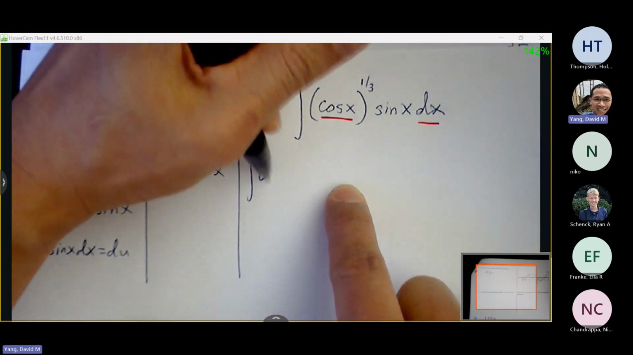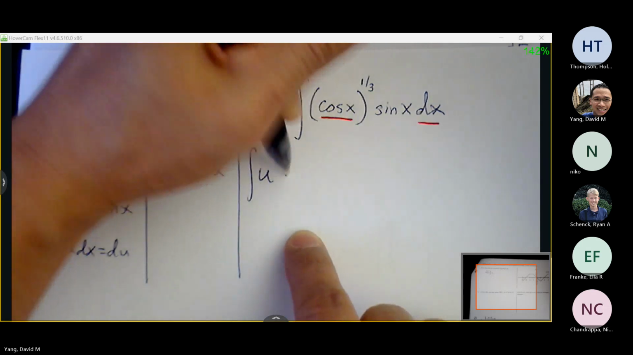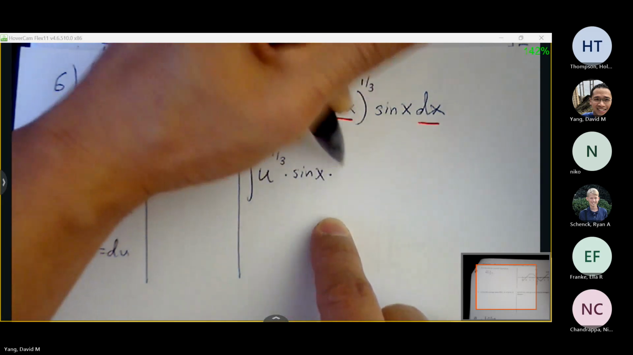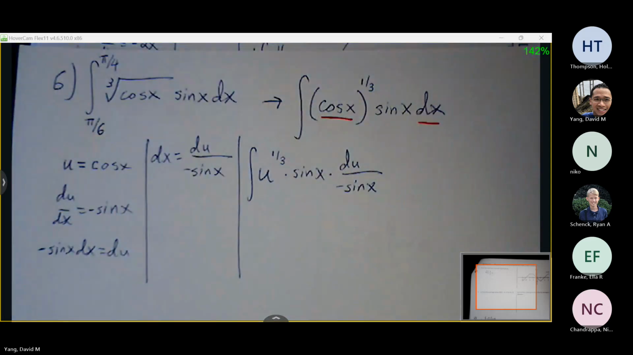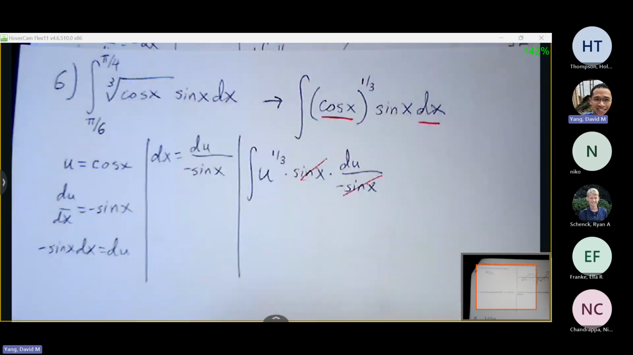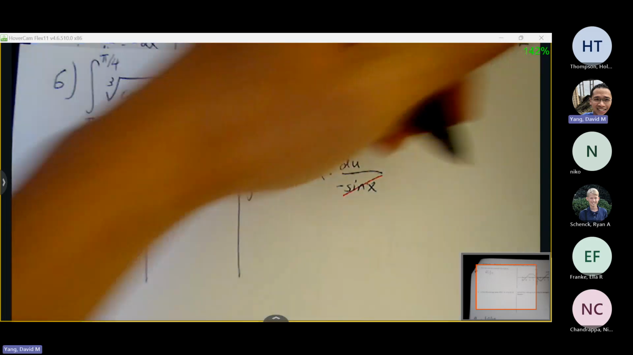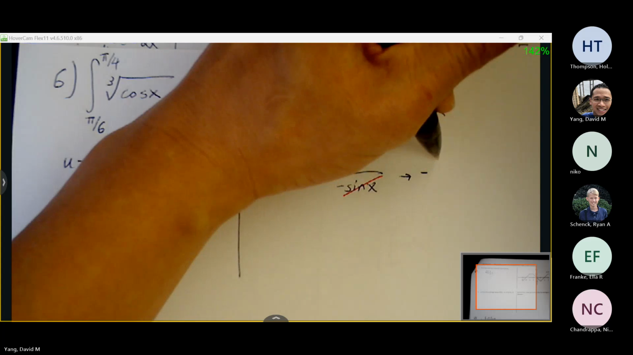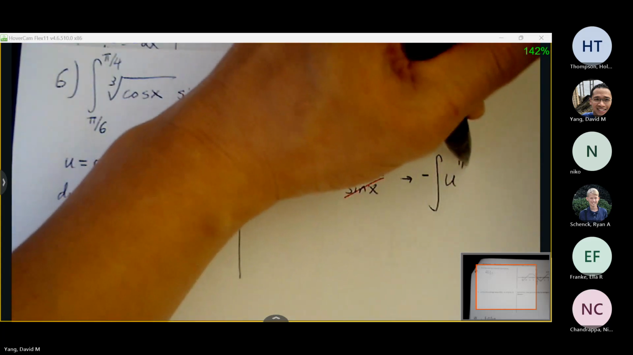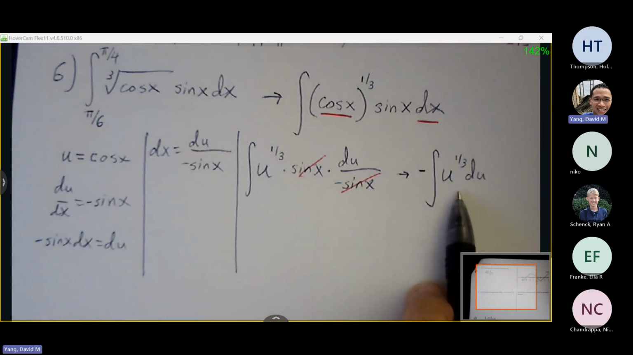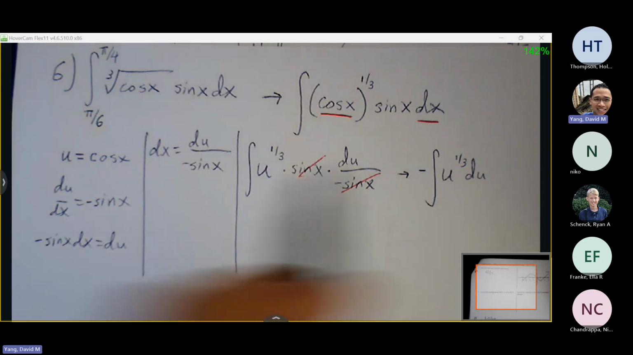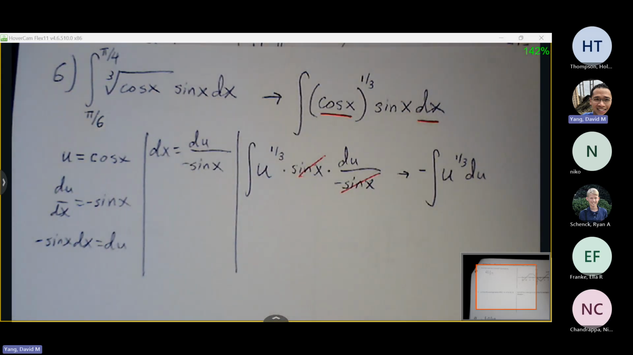Make your substitution. We need the x's to cancel out, and they do. Make sure you keep track of that negative. Everything is nice and clean. We're ready for power rule. 1/3 becomes 4/3, right? We add 1 to the exponent.